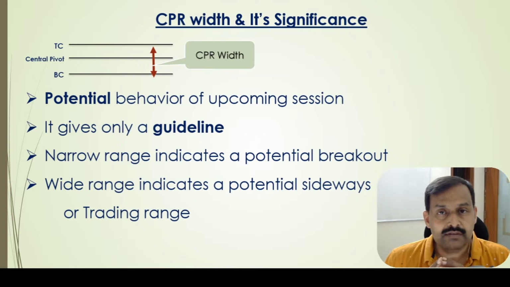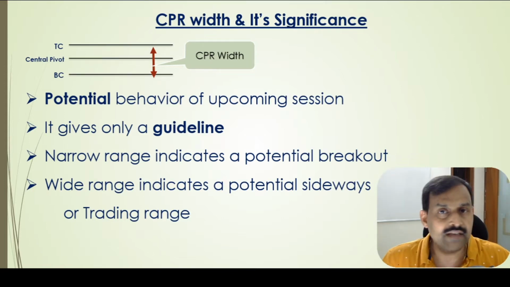A narrow CPR indicates that there is going to be a potential breakout either on the upside or on the downside. And a wider CPR indicates a potential sideways or trading range session. I do use the CPR width along with other parameters to forecast the upcoming session's behavior. Especially if I am expecting a breakout and CPR width also confirms it with a narrow CPR, this really helps me in the decision making process.